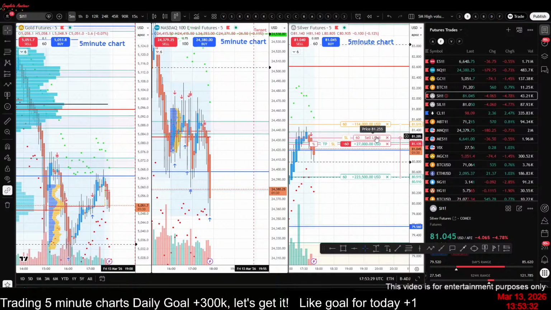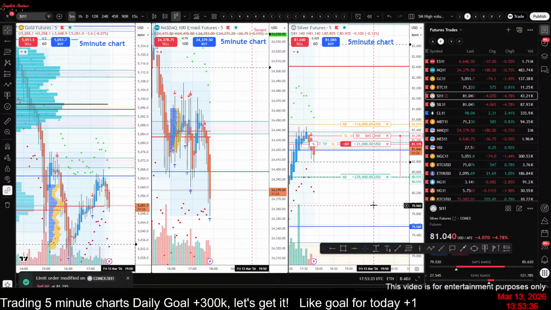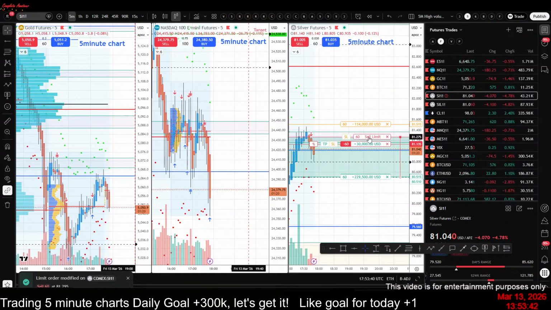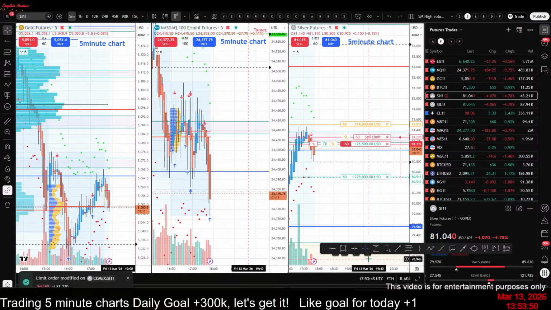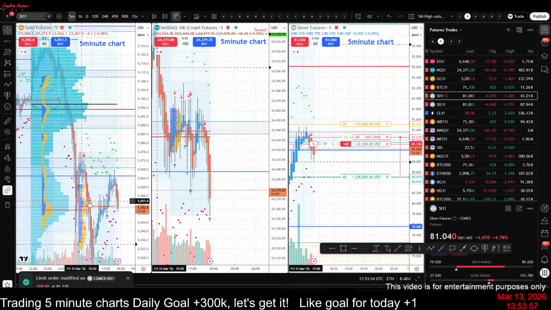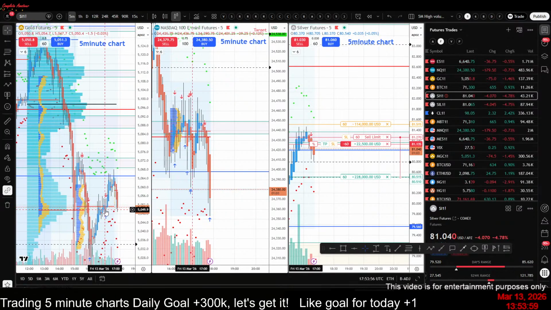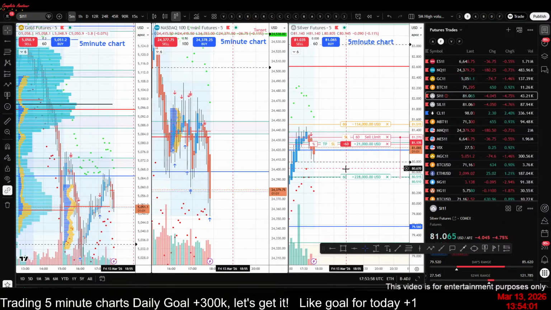Or should I just take my 700 and just run? Take 700 and run. We've come down to volume, so we could potentially see a bounce.